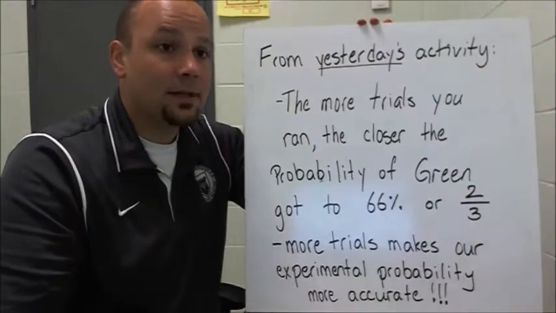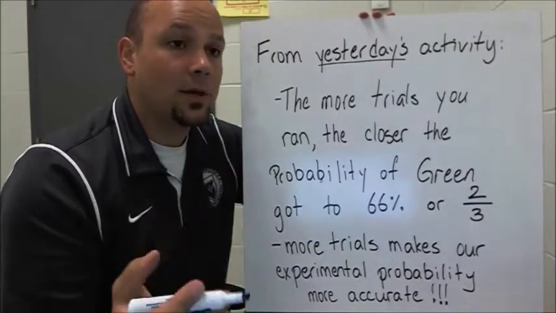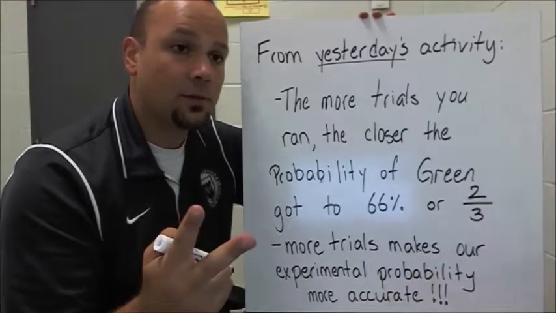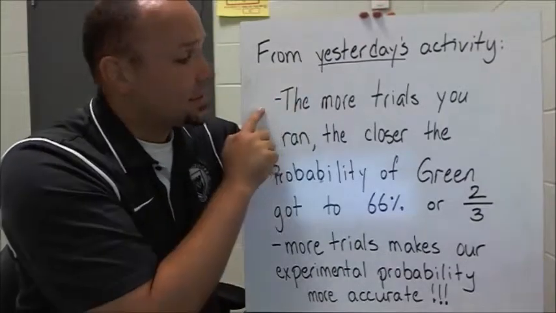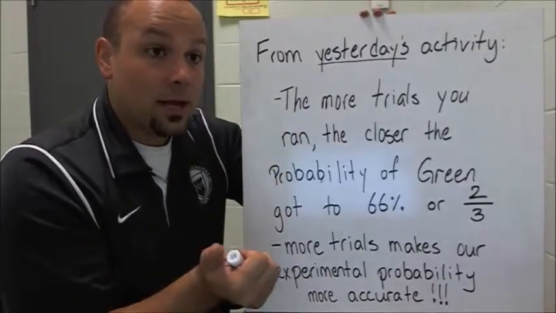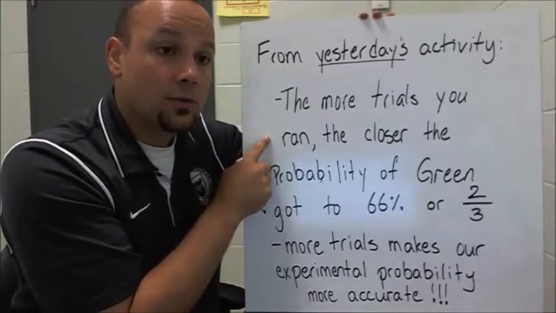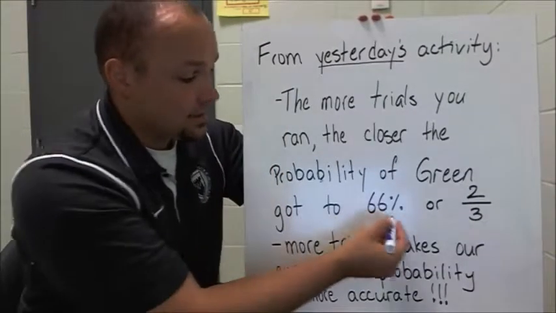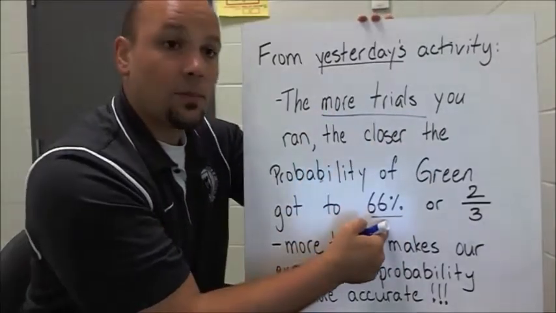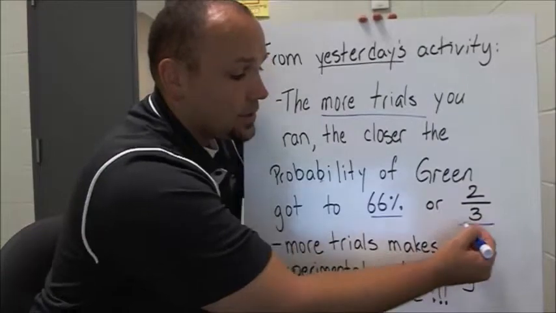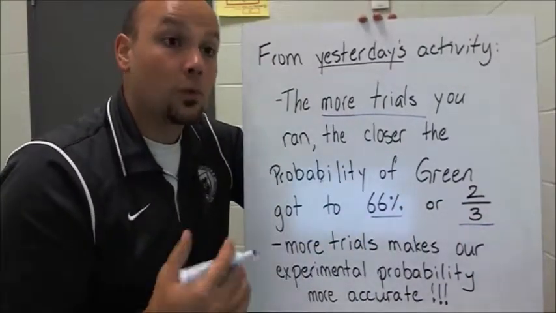So in our activity yesterday, we calculated the probability of getting a green marble, when there were 2 green marbles in the bag and 1 blue. Okay? So I want to remind you from yesterday's activity, if you take your sheet out and have a look at it, the more trials you did, the closer the probability got to 66%, which is 2/3, because 2 out of the 3 marbles in the bag were green.